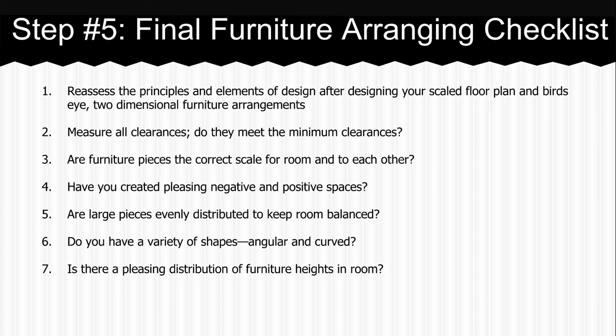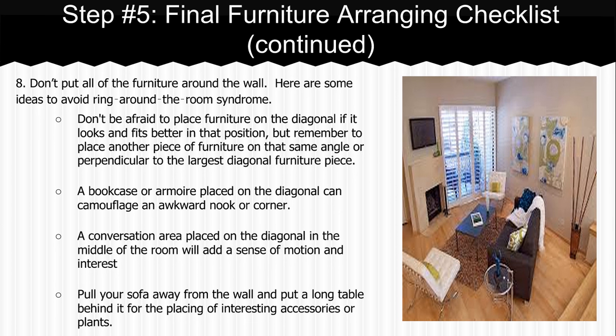You want to make sure the room is balanced, and you kind of are doing that with your negative and positive space. You just want to make sure you're always following the golden mean by drawing the line down the center and make sure it's equal on both sides. And then, do you have a variety of shapes? So just make sure you have lots of textures, shapes, etc. And then, is there pleasing distribution of furniture heights in the room? You don't want everything at the same height. You want to create some illusion and rhythm to the eye.